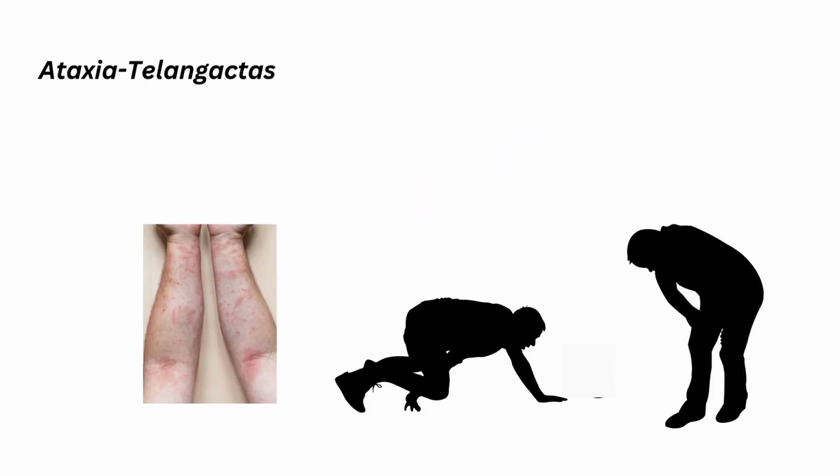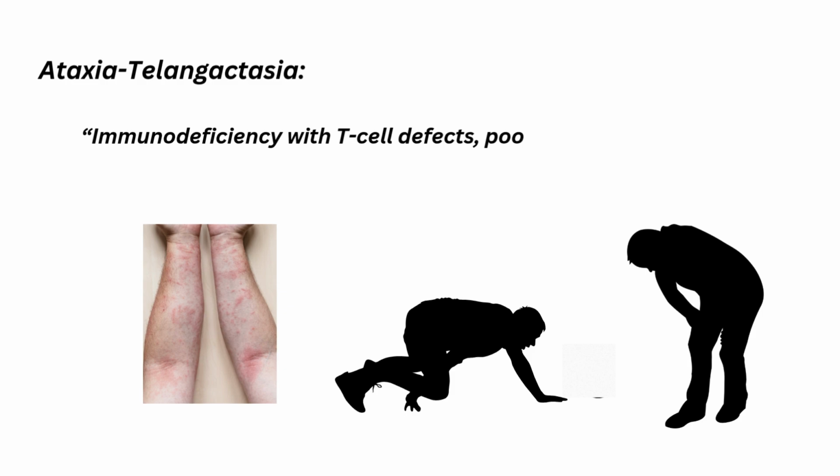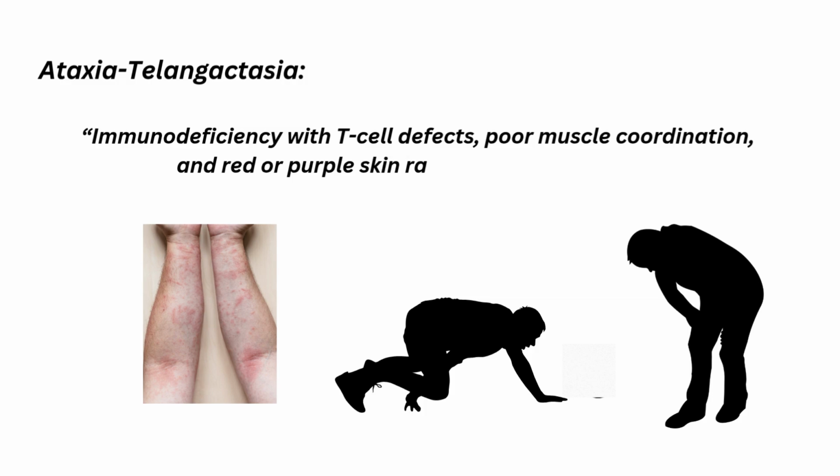Ataxia telangiectasia. It's a T-cell defect with immunodeficiency, poor muscle coordination, and red or purple skin rash with spider patterns. Ataxia means loss of full control of body movements. Telangiectasia means dilatation of capillaries, appearing as spidery small red or purple clusters.